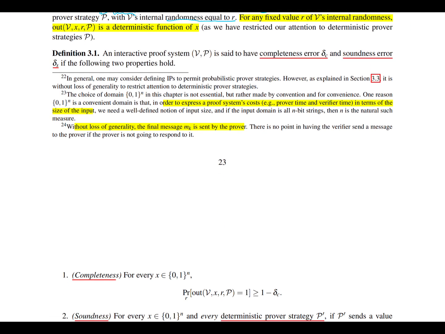But soundness means reliable. It is just another way to say this proof is reliable, and so it is said to have soundness. So there is also a soundness error. So let's look at this. Do the following two properties hold? Let's state the two properties.